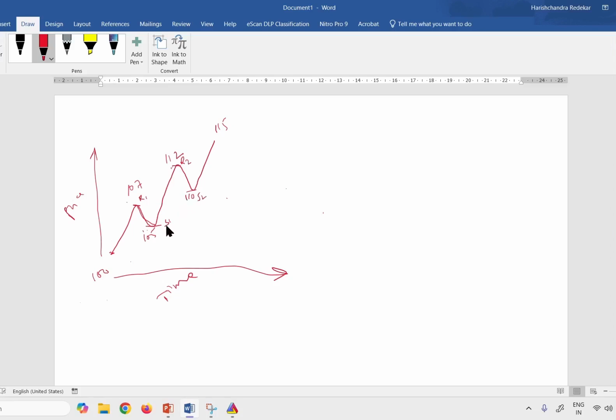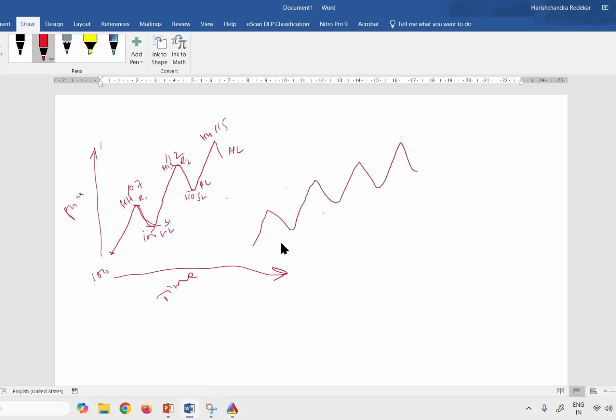So there will be another set of people who were watching the security from 100 to 112, and they think that this is the right point to enter. So they will enter at 110, and then they will push the price to the 115 level. What we see here is a series of highs and lows, highs and lows. This is called higher high, higher high, and higher high. This is called higher low, and higher low.